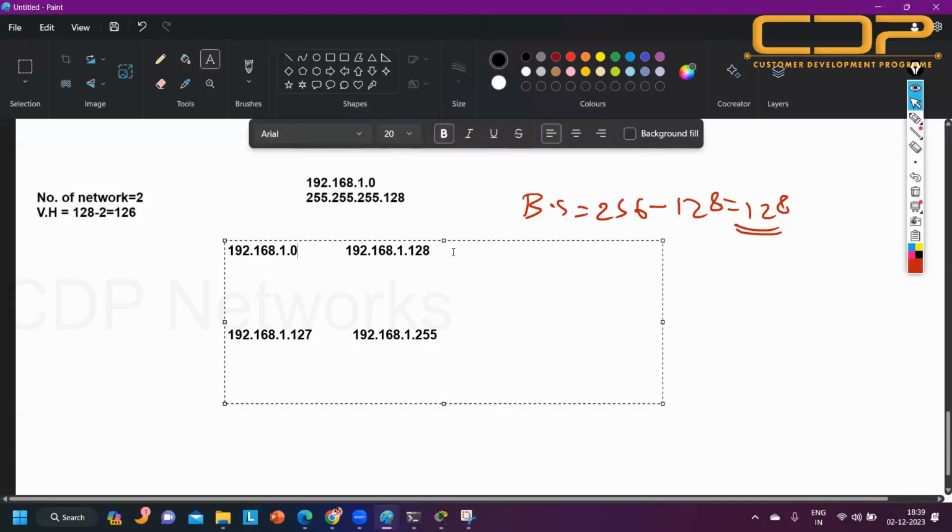What will be the first valid IP address of the first network? 192.168.1.1. What is the last valid IP address of the first network? 192.168.1.126. Right. What is the first IP address of the second network?